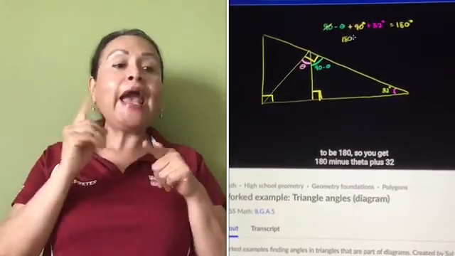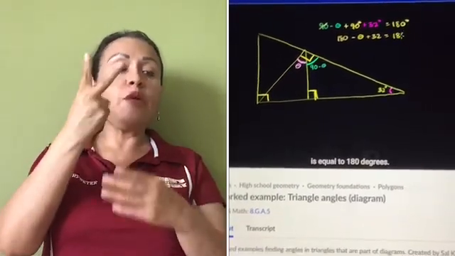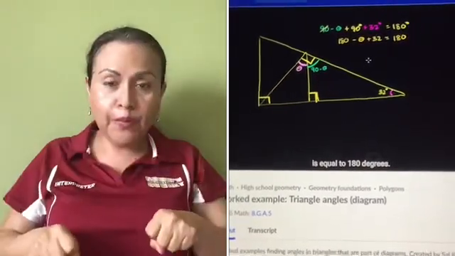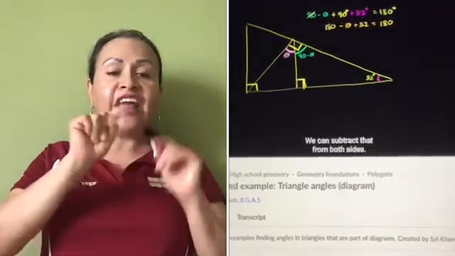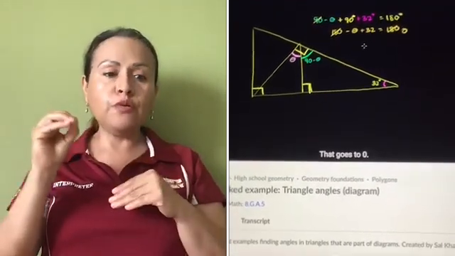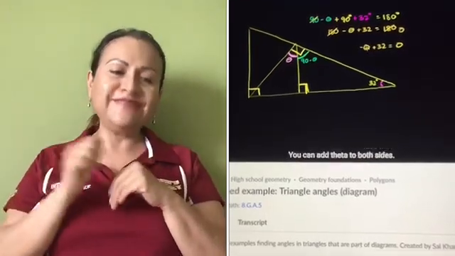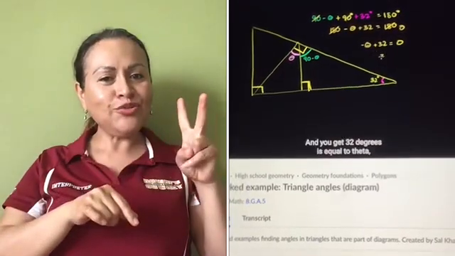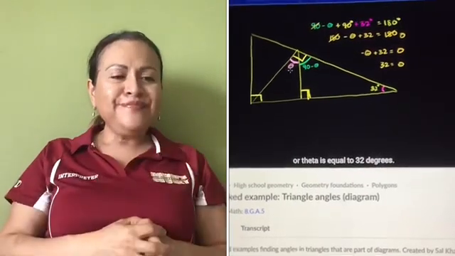And then, what else do we have? We have 180 on both sides. We can subtract that from both sides. So that cancels out. That goes to 0. And then you have negative theta plus 32 degrees is equal to 0. You can add theta to both sides, and you get 32 degrees is equal to theta, or theta is equal to 32 degrees. So it's going to actually be the same measure as this angle right over here. That's one way to do the problem.